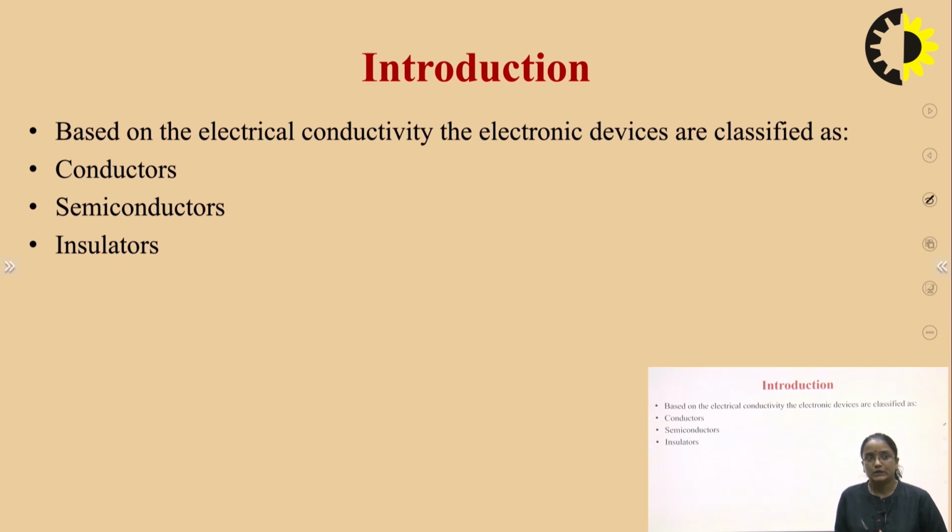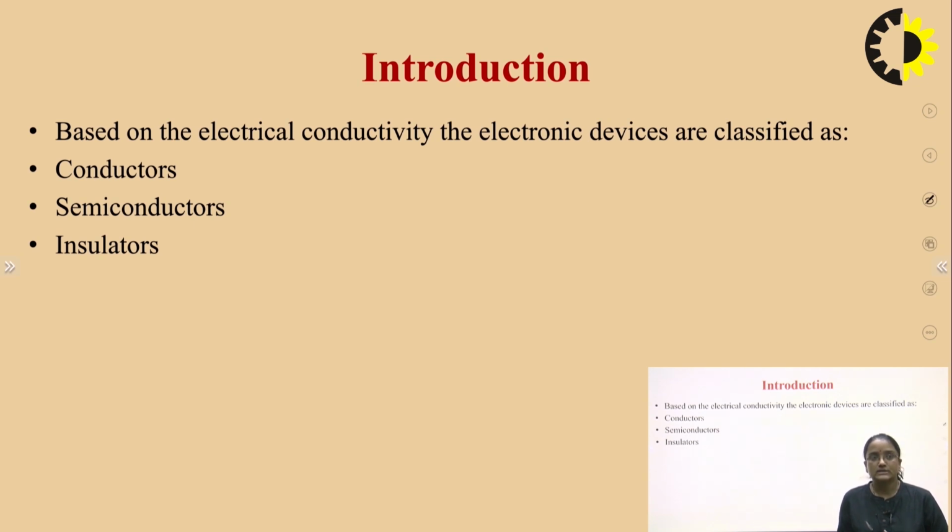Based on electrical conductivity, we classify materials as conductors, semiconductors, and insulators. Conductors are those whose conductivity is very high, and they can easily allow the flow of charge carriers through them.